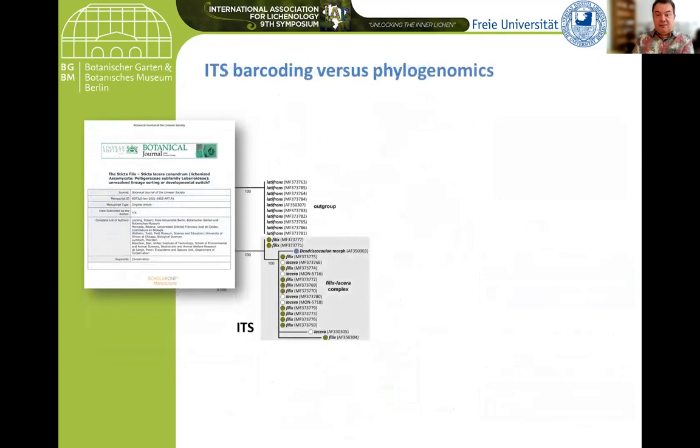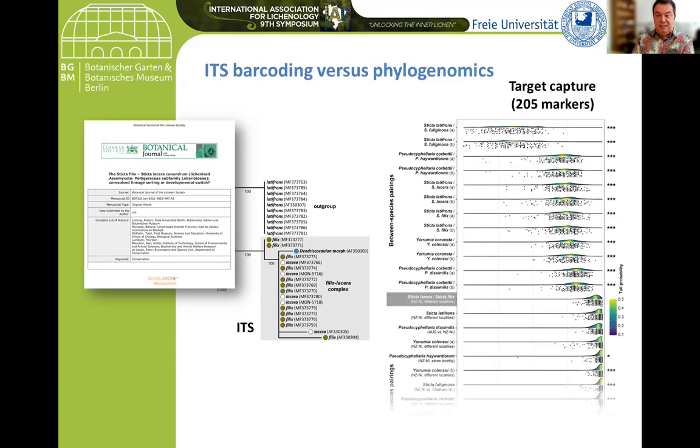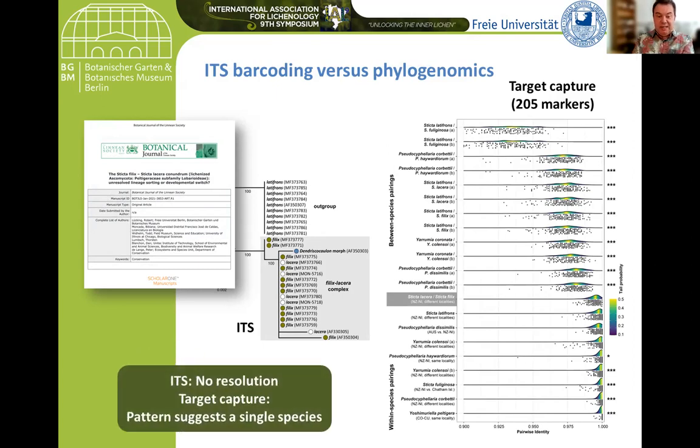Here's a case where we compared ITS barcoding versus phylogenomics. This is two species, Sticta felix and Sticta lacera in New Zealand, that are morphologically quite distinct, but have more or less identical ITS. They cannot be resolved. So we used data from 205 protein coding markers in the target capture approach, and we built pairwise comparisons within species and between species. And you can see that the Sticta lacera felix pair behaves more like a single species.